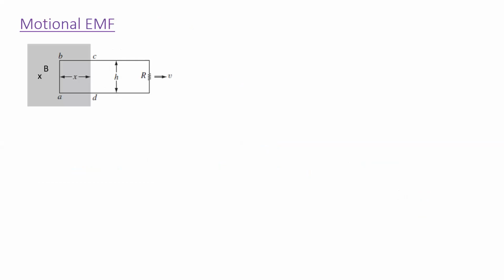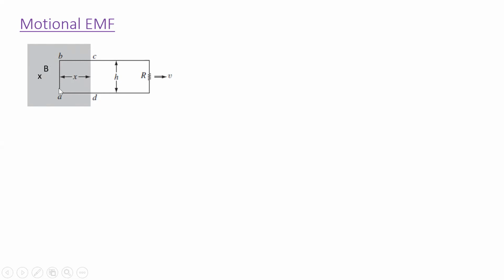All right, what about motional EMF? So in this diagram we have a circuit. It's a rectangular circuit of height h. It has a resistance R, and it's moving with velocity v to the right. And there's a magnetic field B here, which is pointing into the screen. And B only extends as far as this gray box. Okay, so what's going to happen here?